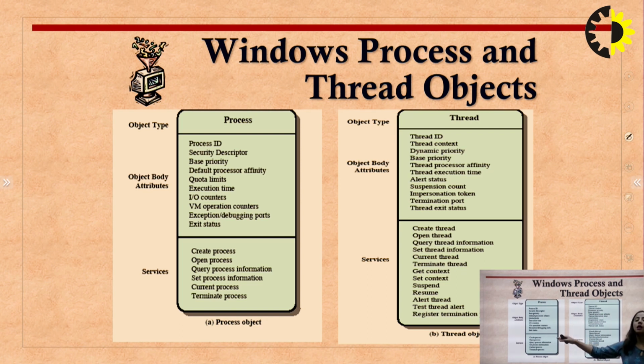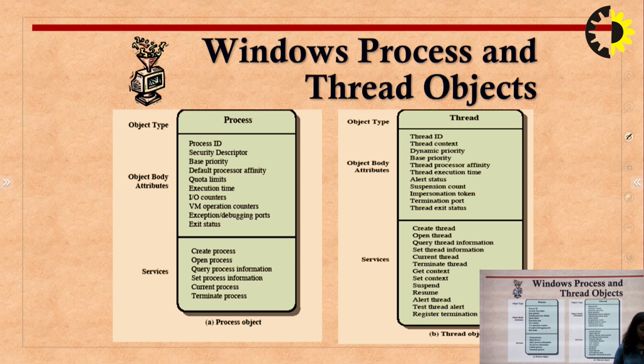Similarly, a thread will have object attributes of thread ID, thread context, dynamic priority, base priority, thread processor affinity, and thread execution time. The time in which a thread gets executed will be known as its execution time. Alert status and suspension count will be there. Impersonation token is also an attribute of a thread. Thread exit status.